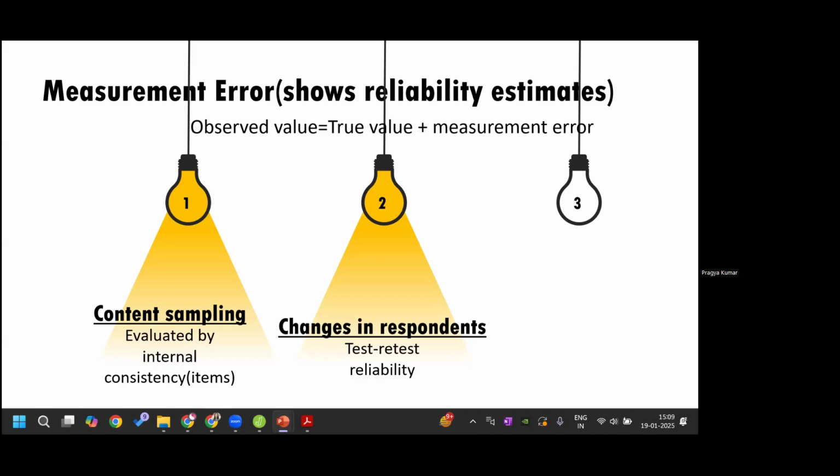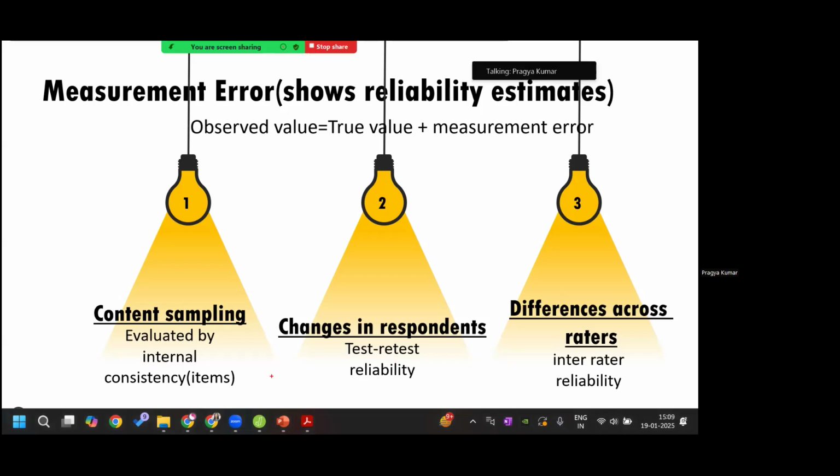So for that, what is a way to check that reliability? Test and retest reliability, which they have also done, that CAP thing. And the third type of reliability is the difference across the raters. If there are multiple raters, what is the difference across these raters? That is the inter-rater reliability. So basically these three types of reliability we do: test-retest, inter-rater, and internal consistency. Today we'll discuss the internal consistency. The rest two, the test-retest and inter-rater, we'll discuss next week.